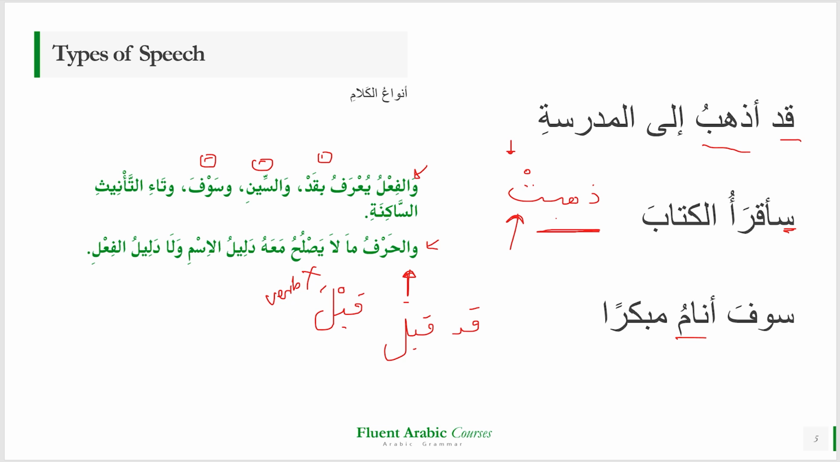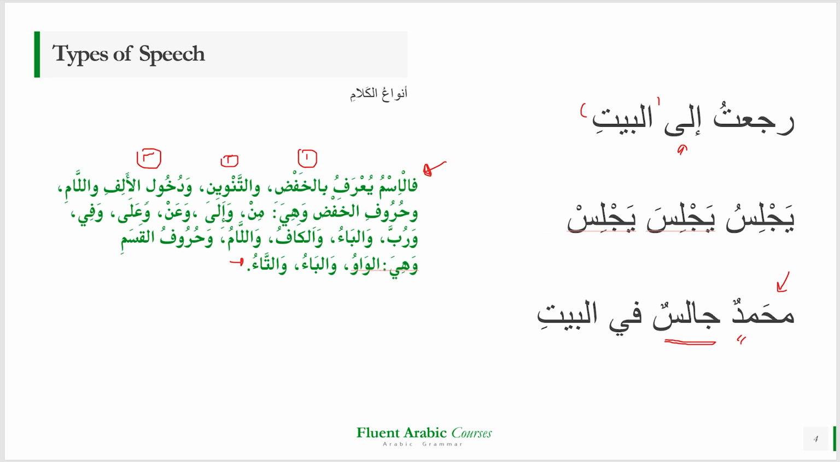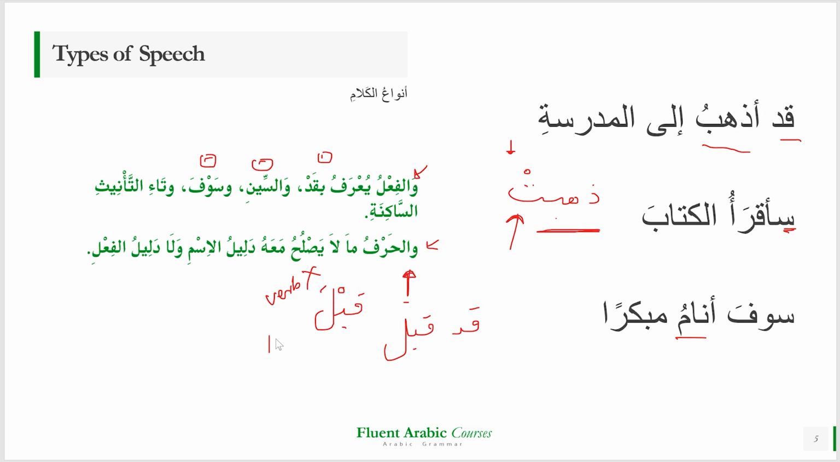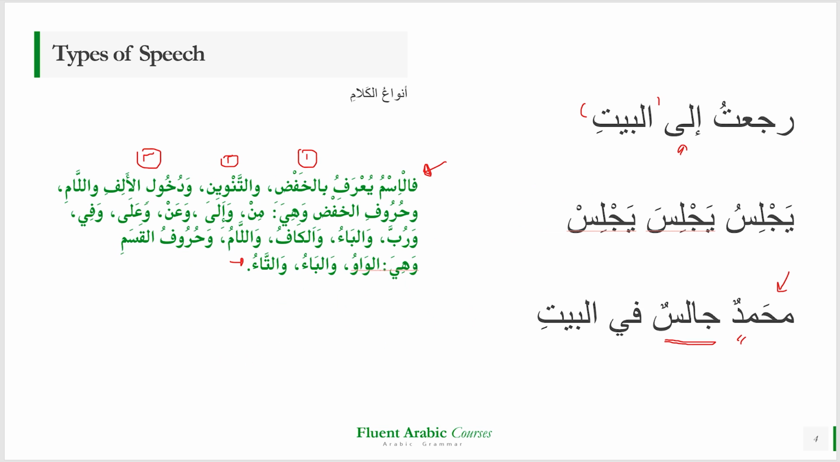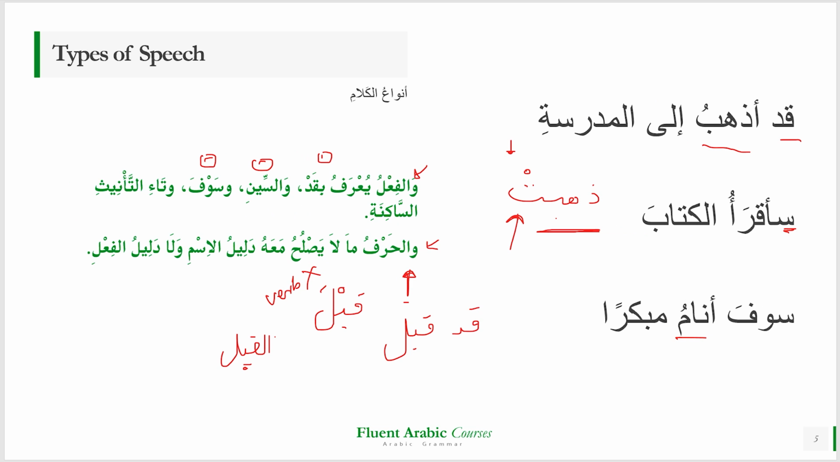Let's see what the rules of the noun were: al-khafdh, tanween, and alif lam. Can we say al-qablu? No, we cannot say al-qablu. Can we say qablin? No, this is not correct.